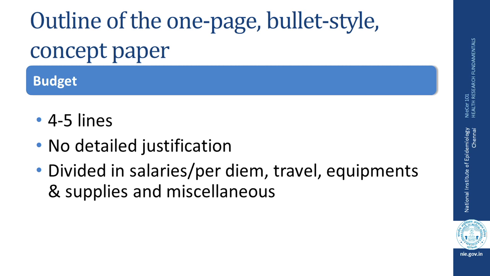The last section is on budget. You may wonder why budget is important in this concept paper, but it is equally important to technical and other aspects of preparing a concept paper. This is an indicative budget. It need not have detailed justification. It can cover key items like salaries, per diem, travel, equipments and supplies and miscellaneous, whatever is applicable to the conduct of the research that you are proposing. Many research agencies insist on having an indicative budget, so this is also equally important.